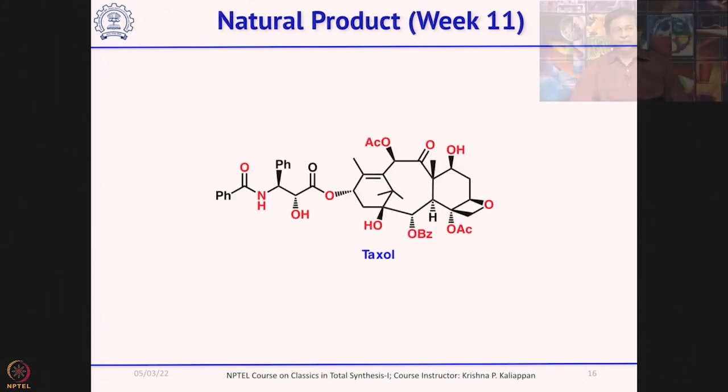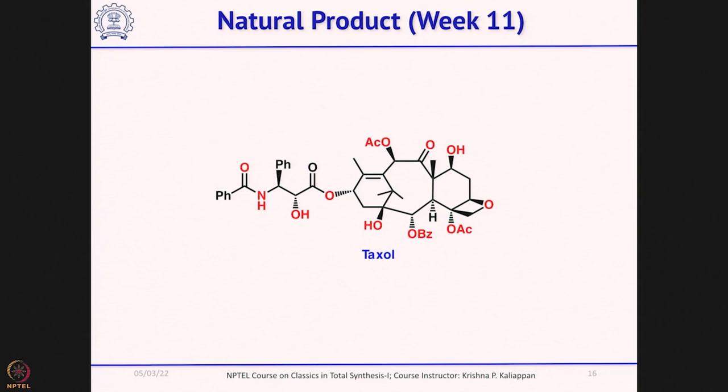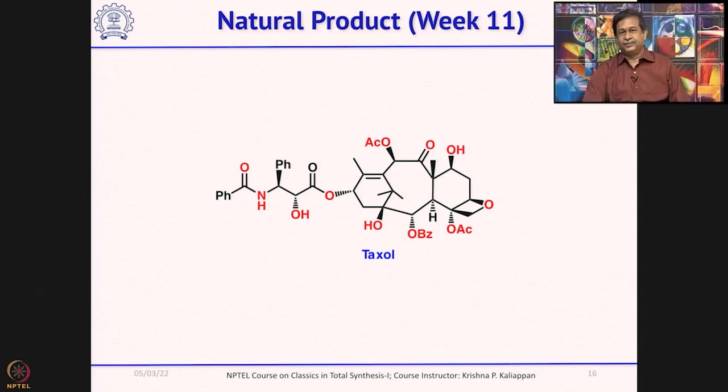In week 11, we will talk about a natural product which is also a drug called Taxol. The first total synthesis of Taxol was reported in 1994 by Robert Holton and K.C. Nicolaou. So in week 11, we talk about four total syntheses of Taxol reported by Robert Holton, K.C. Nicolaou, Samuel Danishefsky, and Paul Wender. So we talk about four total syntheses of the same natural product by different groups.